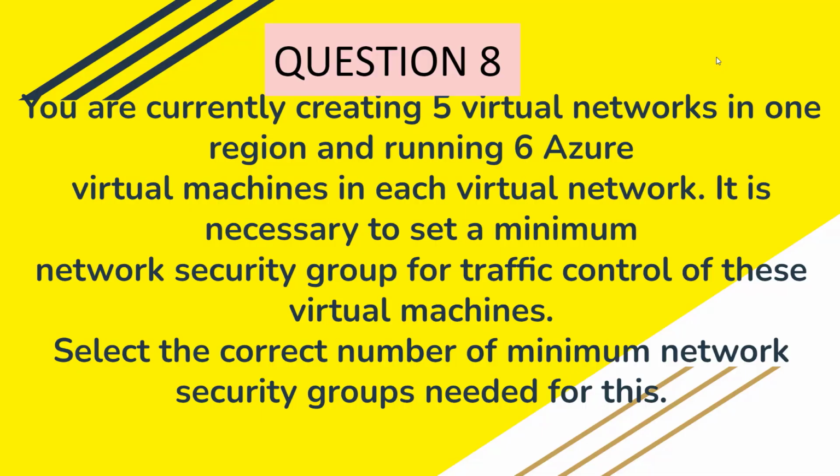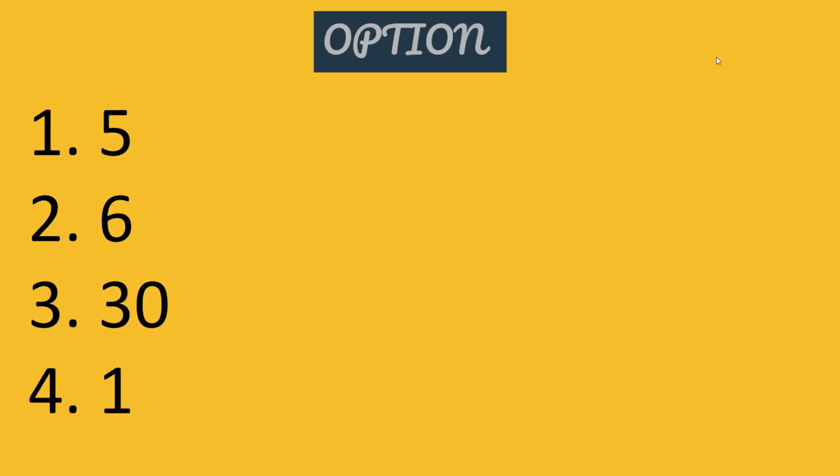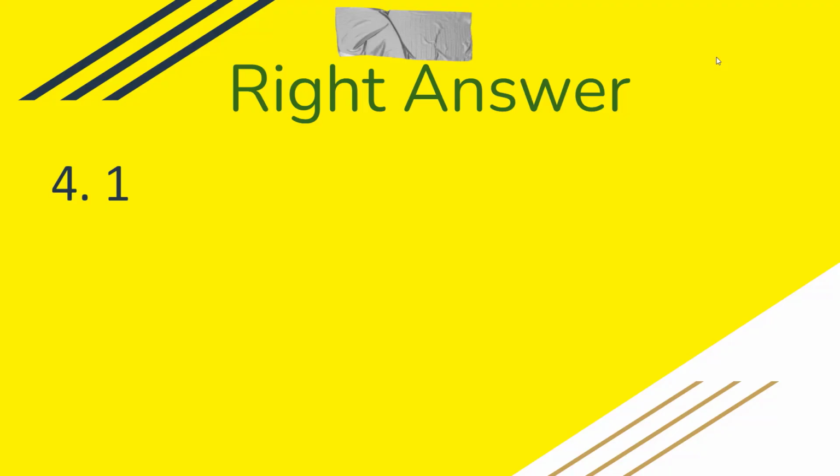Question 8. You are currently creating 5 virtual networks in one region and running 6 Azure virtual machines in each virtual network. It is necessary to set a minimum network security group for traffic control of these virtual machines. Select the correct number of minimum network security groups needed for this. Option 1. 5. 2. 6. 3. 34. 4. 1. Right answer. 4. 1.